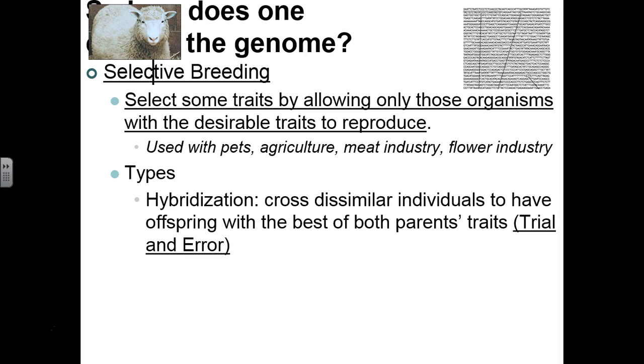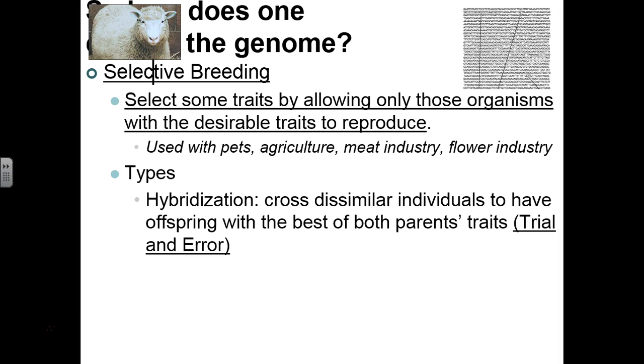And this is not in humans. When it's in humans, we call it social Darwinism or eugenics, and it's not what we're talking about here. We're talking about this in other organisms, whether it be plants or animals, or fungus, or some other non-human organism. So we select those traits, but there are two ways we can do that. It's used in pets, agriculture, meat, or flower industries, but there's one which is a hybridization process, which is where you cross dissimilar organisms to have offspring with the best of both parents' traits.